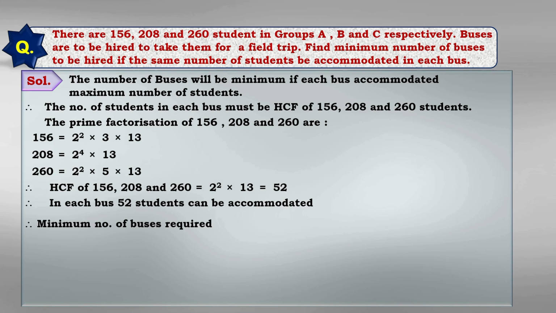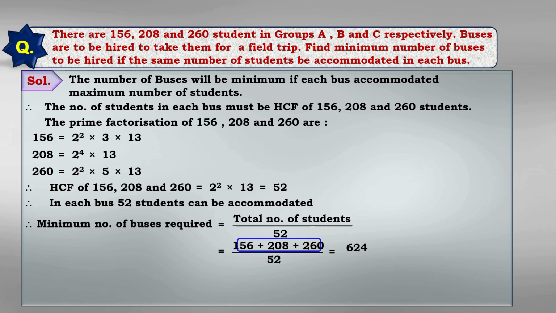So now, but that is not the question. They are asking how many buses will be required, the minimum number of buses. So the minimum number of buses will be, since each bus will have 52 students, first we need to calculate the total number of students. So total number of students divided by the number of students in each bus, that is 52. So the total number of students is 156 plus 208 plus 260 by 52.